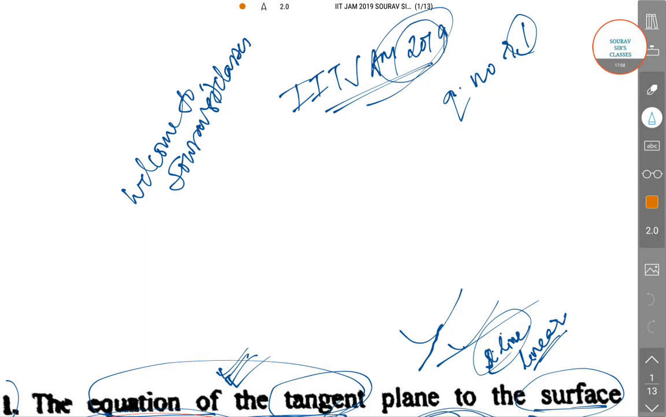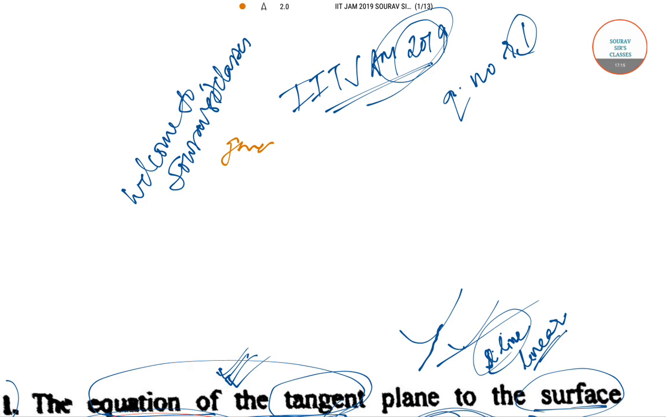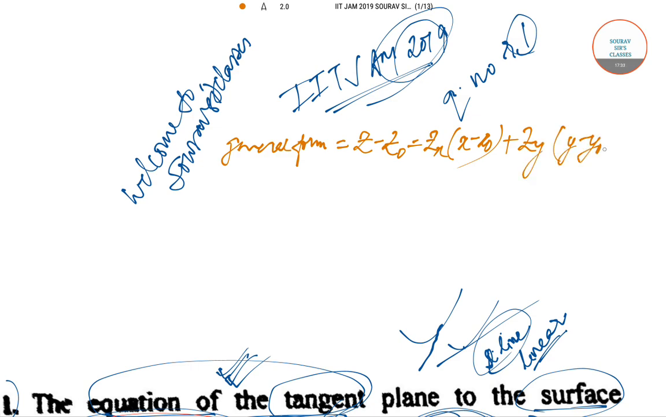So let us go here and write the general form of the equation which was there. So the general form was z minus z naught equal to zx times x minus x naught plus zy times y minus y naught.